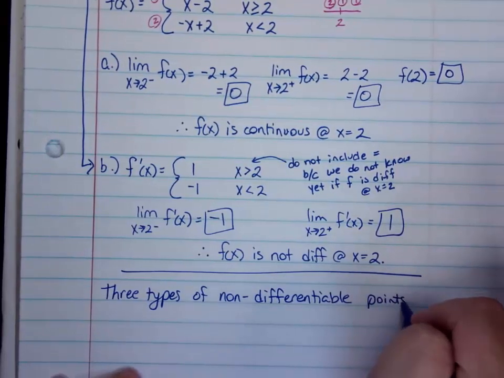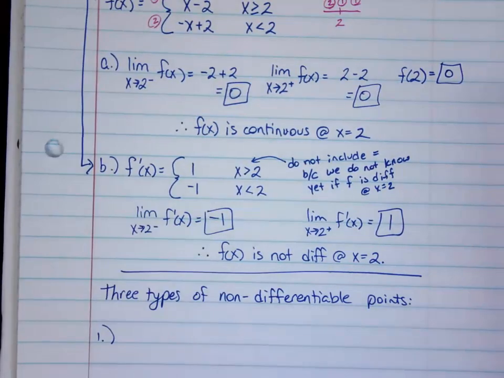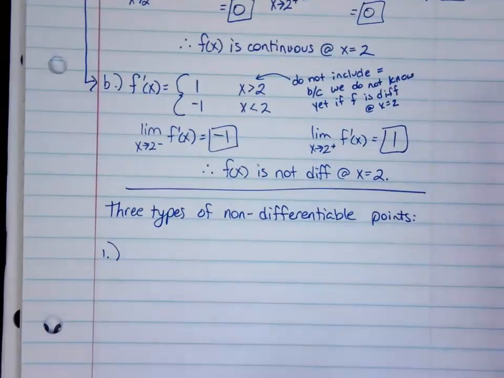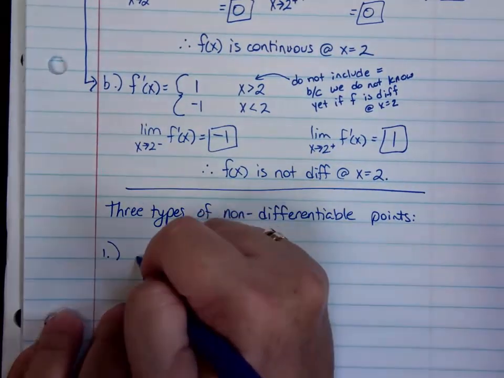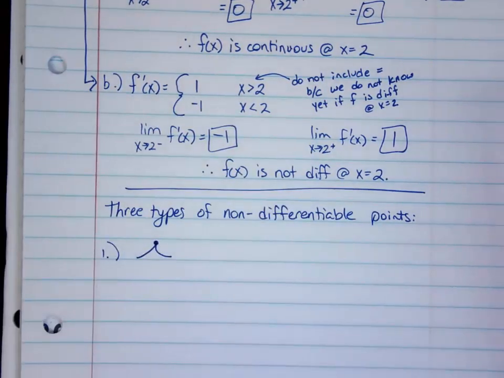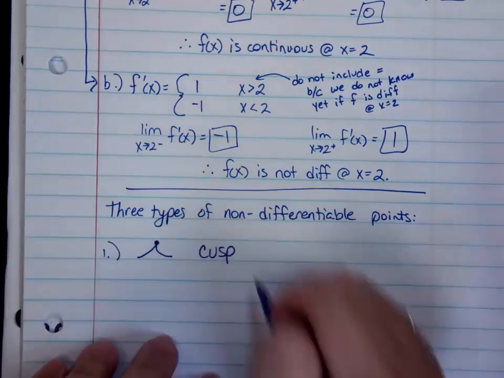Okay, we've already looked at one of them, but I'm going to start with a different one, because these kind of fit together in a certain way. You've seen this first one before. It looks like this. When 2 points come together like this, we had an exploration on that. Do you remember what that's called? It is a cusp. Very good. So the first type of non-differentiable point is a cusp.